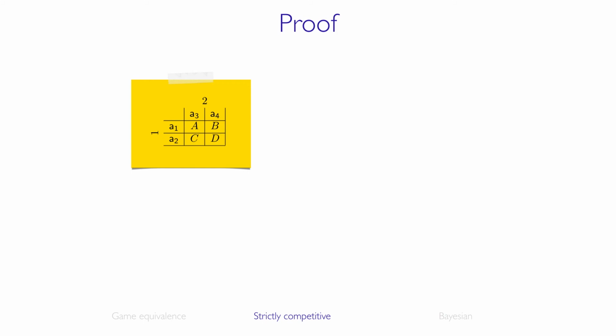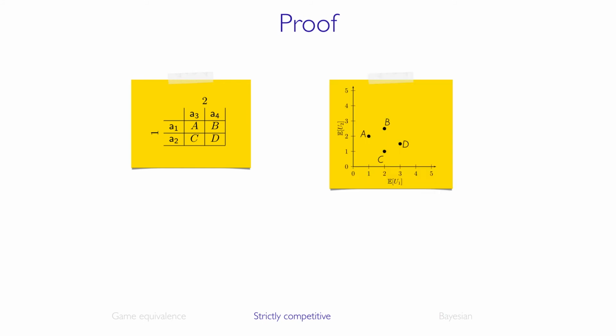Consider a generic two-player game with 2 actions per player. The reasoning can be easily extended to games with more actions. Consider a utility space and report the vectors of payoffs of the outcomes. Consider the pair of outcomes A and B. Any lottery between A and B is possible, and therefore the line connecting A to B is part of the image.